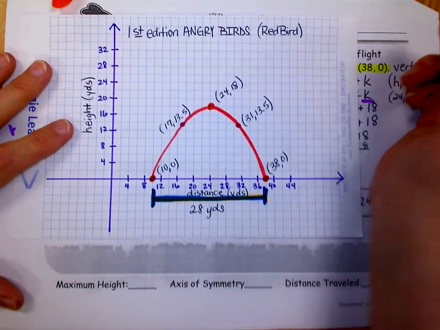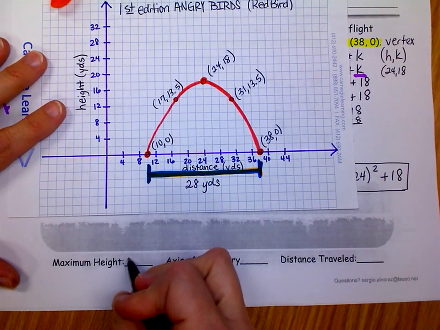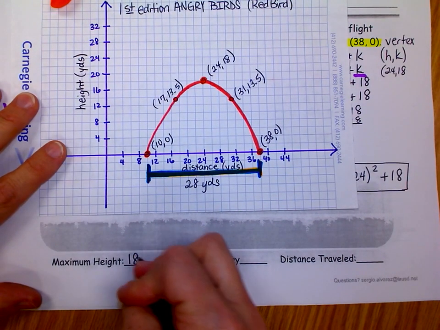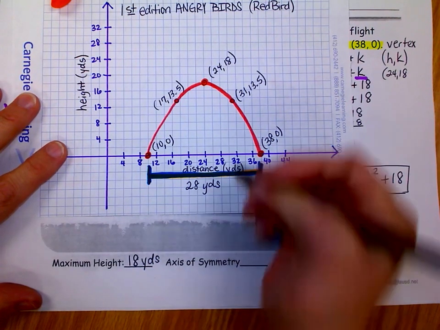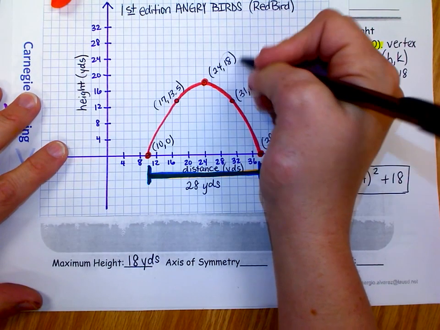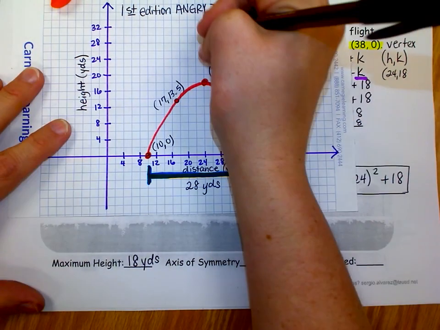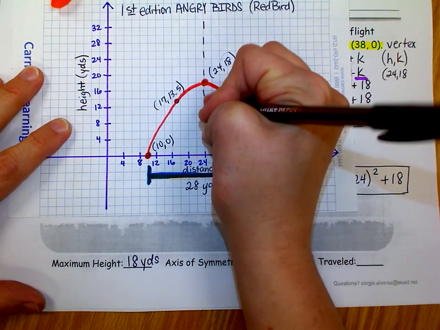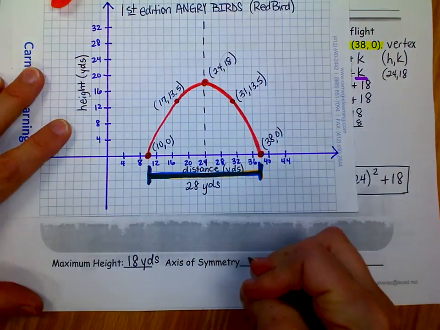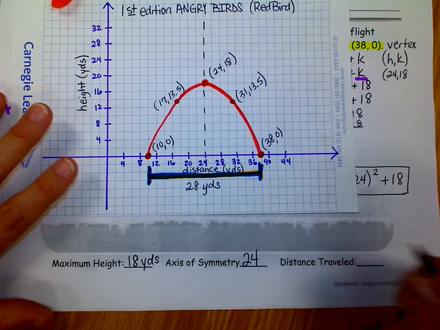And now let's go ahead and answer these questions at the bottom as well. First off, what is the maximum height? Well, obviously our bird flew 18 yards high, and you can see that that's the y value of the vertex. The axis of symmetry is right here where our vertex falls, where our parabola reflects, which is at 24.